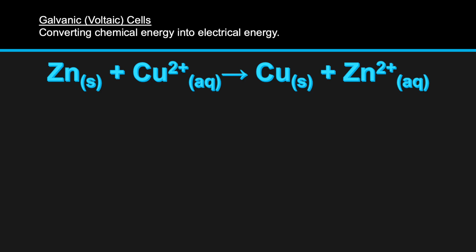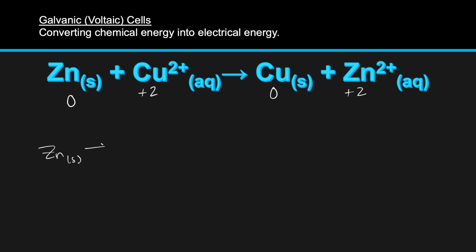So we know zinc is a pure element, so it's going to have an oxidation number of 0. Copper 2+ is an ion, so it's going to be the same as its charge, or +2. Elemental copper would be 0, and Zn2+ will be +2. So here we can see that zinc is going from a 0 to a +2 oxidation number, which I know is losing electrons. If you do not know that off the top of your head, you can always write it out. That always helps me sometimes.